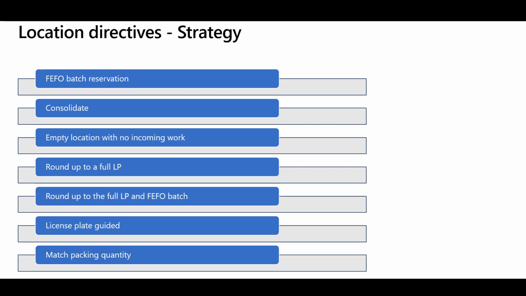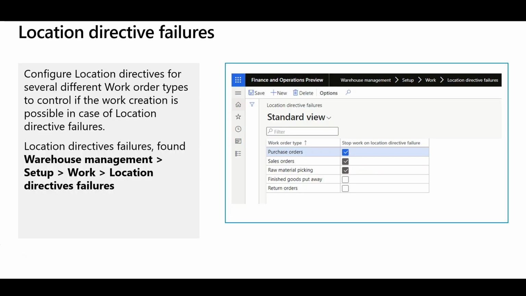Last but not least, you can select match packing quantity to direct the users to a pick location that has the specified packing quantity. When you release the orders to the warehouse, like the sales, transfer, and production orders, or maybe while receiving the items in the purchase order receiving process, the location directive might fail to allocate the lines to the expected pick and put locations.